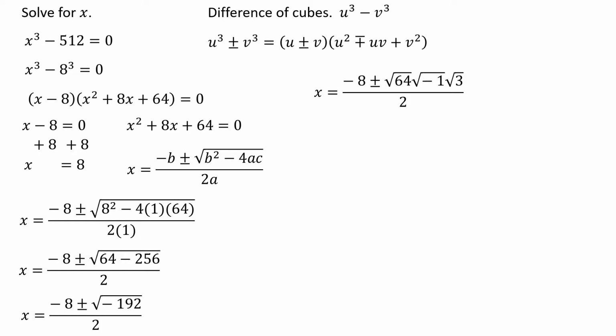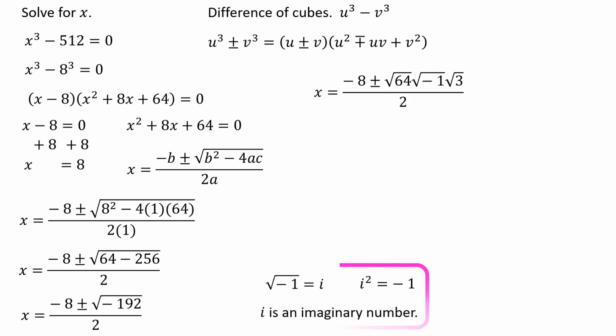And the neat thing about this is we can take the square root of negative 1. The square root of negative 1 is the number i. That's an imaginary unit. In other words, i squared equals negative 1. Okay, so our imaginary number i, our imaginary friend.